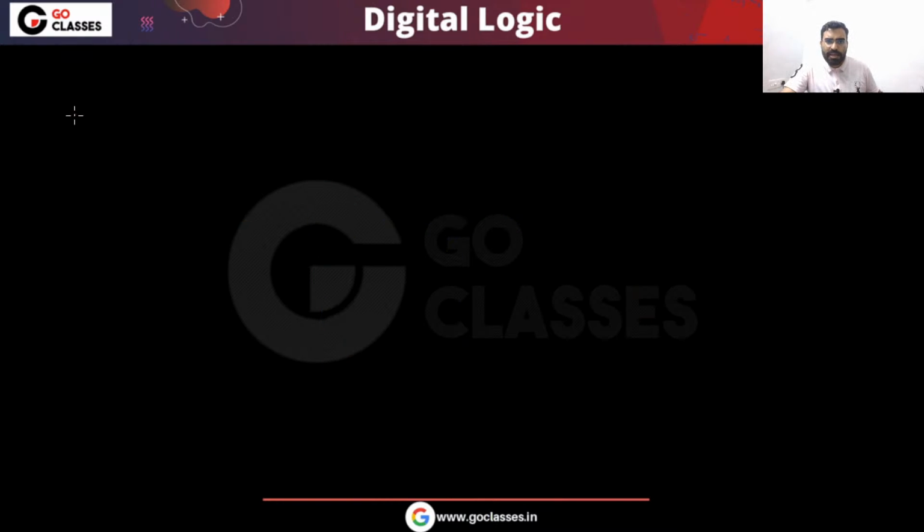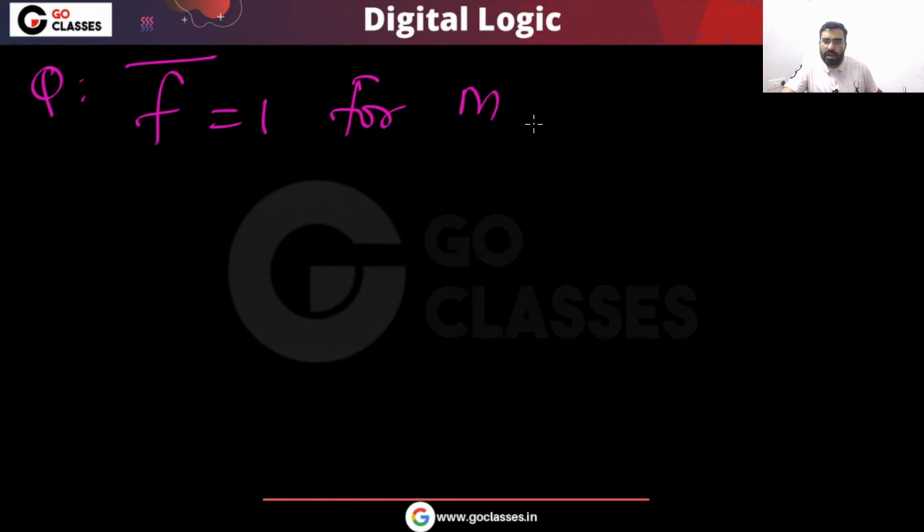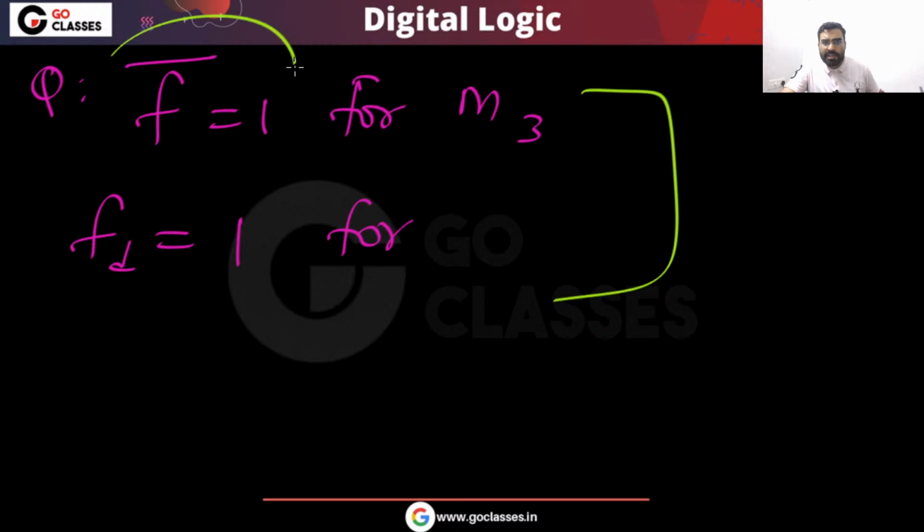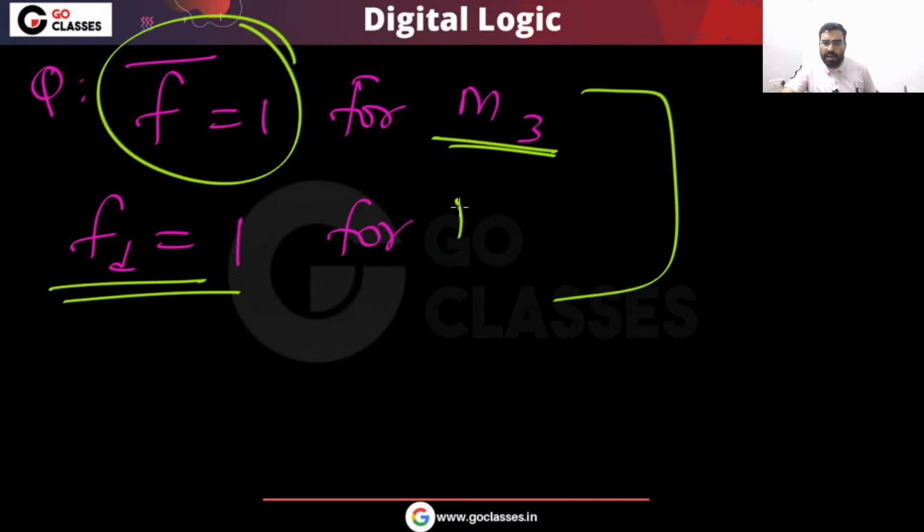The same question I can repeat. Let's assume F complement is 1 for m3, then what can you say about F dual? F complement is 1 for m3, then F dual will be 1 for m4.